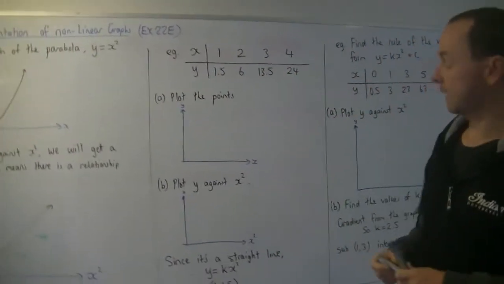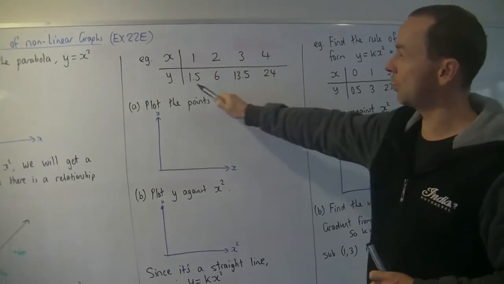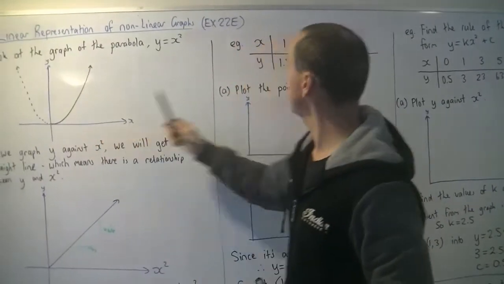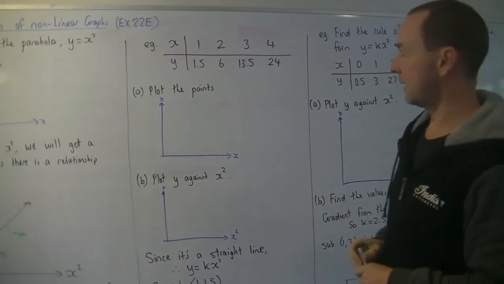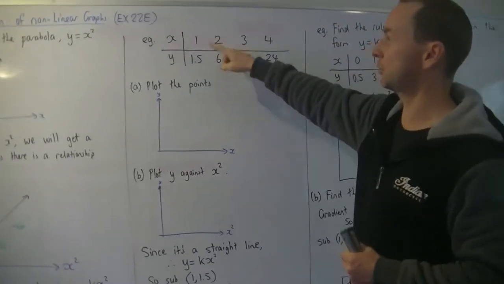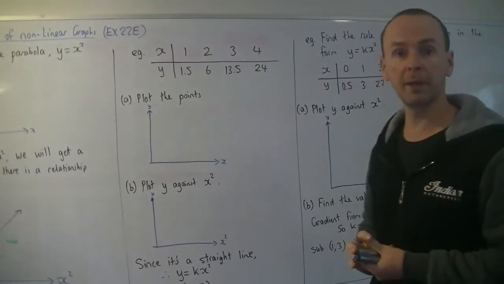Okay, so we've got a table of values here. There's x and the y values. So x goes from 1 to 4, so only this positive section, and they're the y values there. So we want to find, ideally, the relationship between x and y. Is it a straight line? Is it a parabola? Is it a cubic, perhaps?